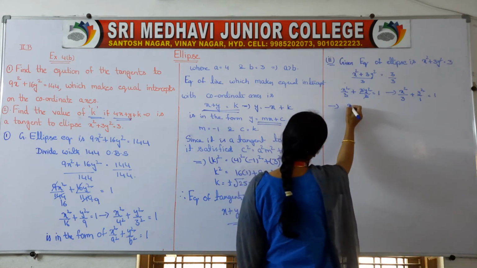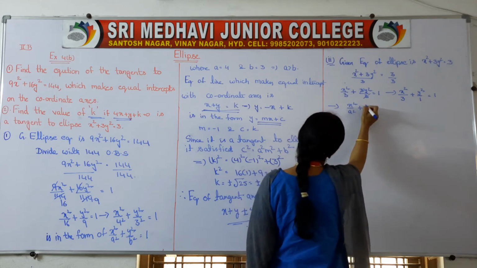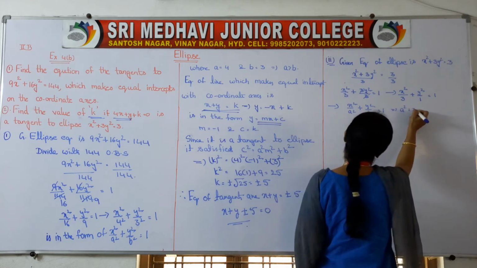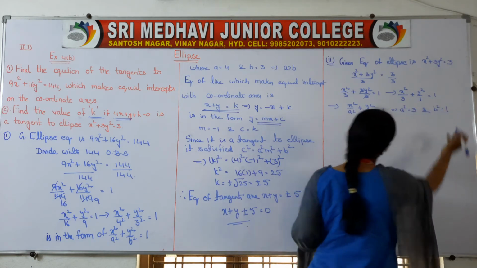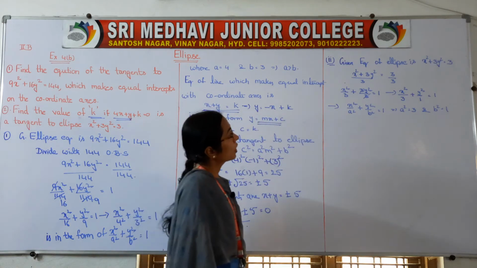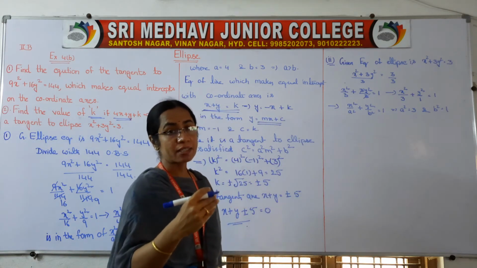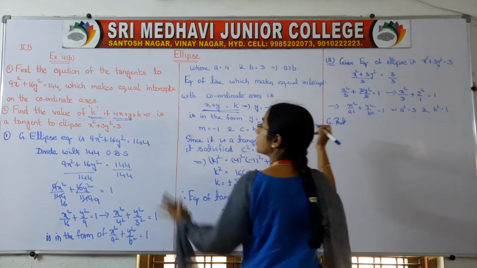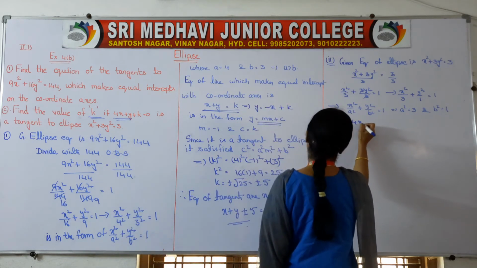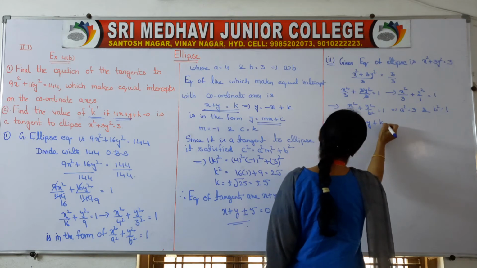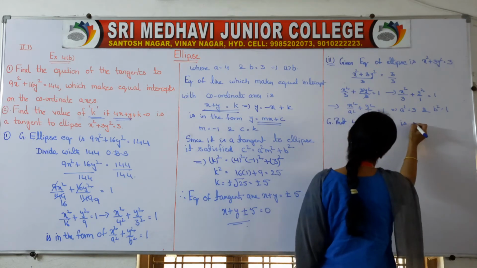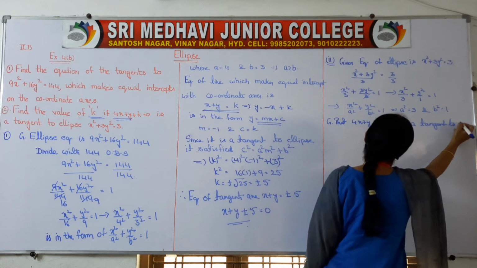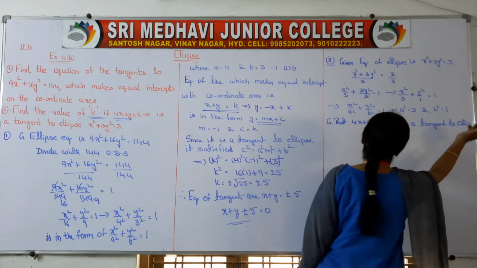Is of the form, which form? x square by a square plus y square by b square is equal to 1, which implies a square is equal to 3 and b square is equal to 1. Okay. So now one line is given as the tangent. What is that? Given that, which line equation? The line 4x plus y plus k is equal to 0 is a tangent to the ellipse. Okay. So it is tangent to the ellipse.